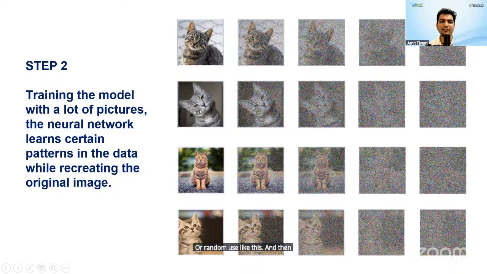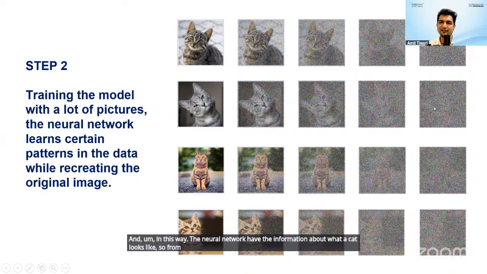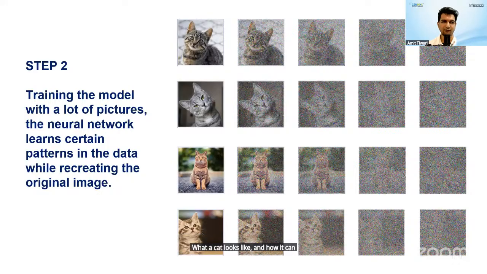And then we train it on all of our pictures. In this way, the neural network has the information about what a cat looks like. So from a random noise, if we say generate a cat, it always generates a cat, because now it has stored all this information in its parameters, what a cat looks like and how it can recreate the original image.